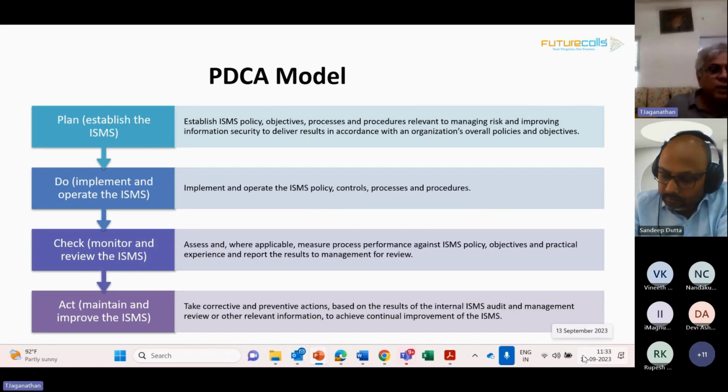Okay, 6 is planning, 8 is do. Then 9 is check it, and 10 is act on it, and then replanning it goes back to 6. It's a cycle, PDCA cycle.